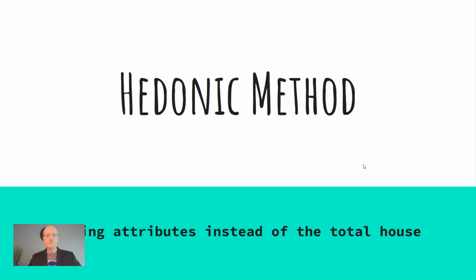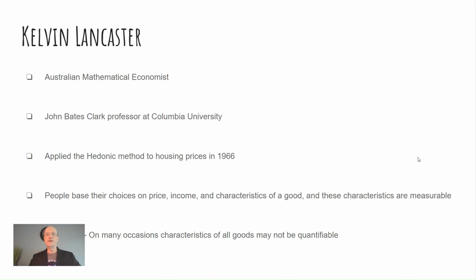Hedonic method: buying attributes instead of the total house. That's what we're going to talk about today. I'm not an economist, I'm just a mortgage loan officer, but I do follow a lot of economists out there regarding the housing market. Economists off of Zillow, Redfin, and then HousingWire, which is Logan Mohtashami. Hopefully, I'm pronouncing his name correctly, but he's a brilliant economist out there.